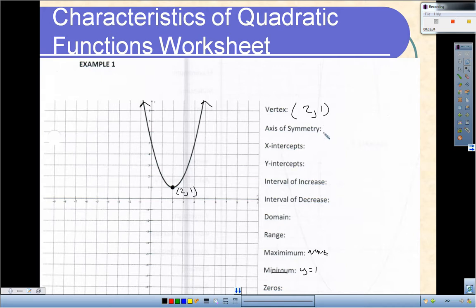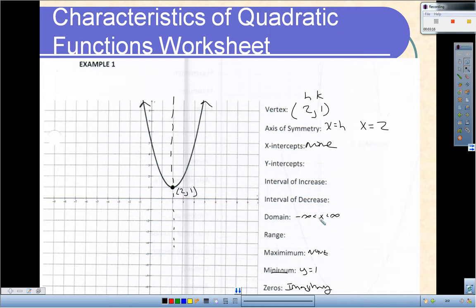The axis of symmetry, that is x is equal to h, or in this case, my vertex is (h, k), so x is equal to 2. And so if I drew a line at x is equal to 2, I notice that that is the line of symmetry. I could split this graph in half. X-intercepts, well, there are none because my graph doesn't cross the x-axis. Now, that doesn't mean that I don't have any zeros. It just means that they are imaginary, that they're not real. My domain, that's easy. It's just always all real numbers, or from negative infinity to positive infinity.